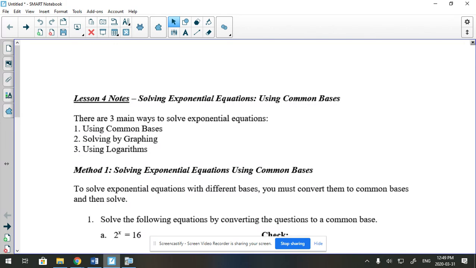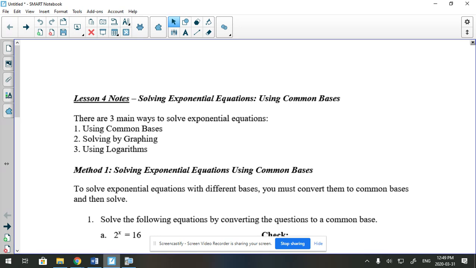Today we're going to start looking at how we solve exponential equations. There's actually a few different ways to do it. The main way people usually would use is logarithms, but we aren't covering that till the next unit. So I'm going to show you a couple other ways that we can use to solve exponential equations.